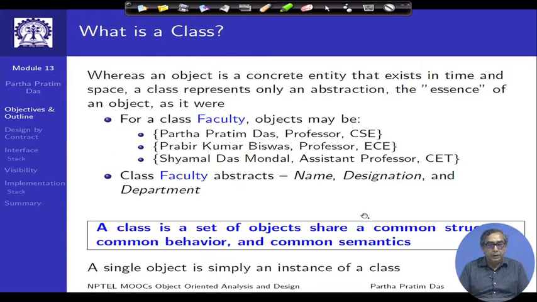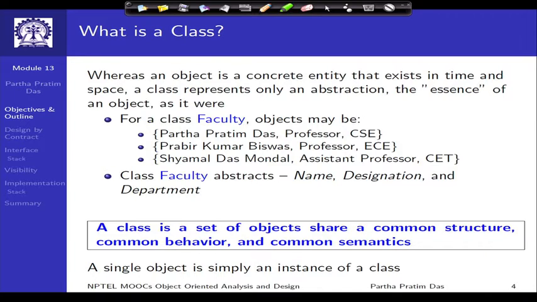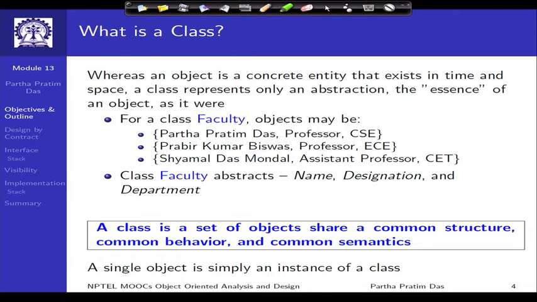Now, I am sure most of you have a strong idea about what a class is. Still, we would like to define it more formally. Since we are talking about object oriented systems, we know that the core of the whole system is objects, and we have defined what an object is. We have seen that an object has state, behavior and identity. So, an object is necessarily a concrete entity that exists in time and in space.